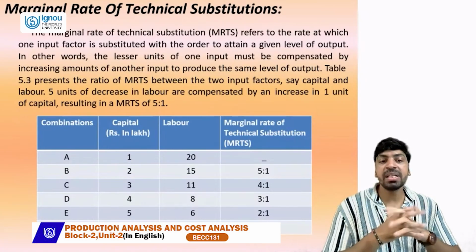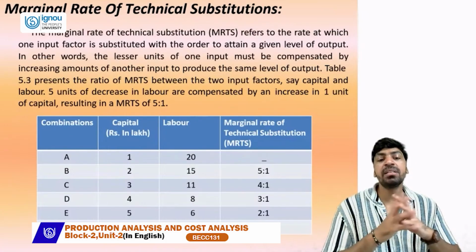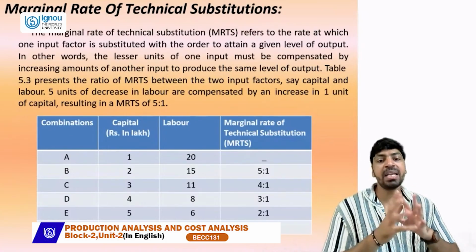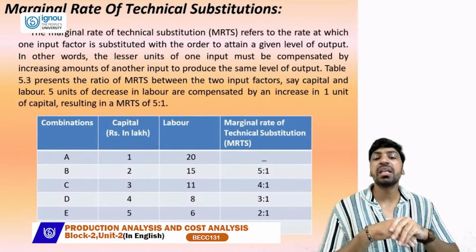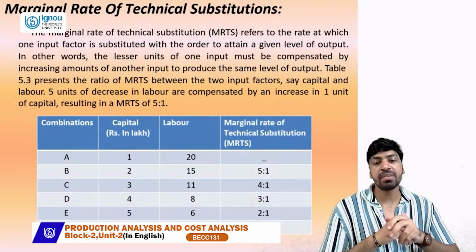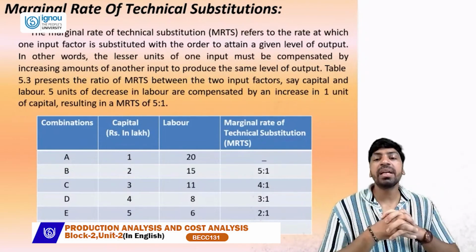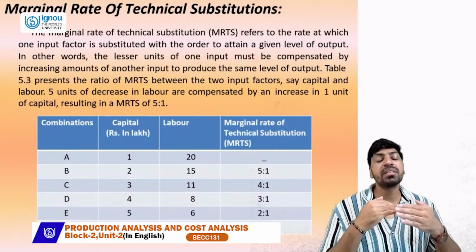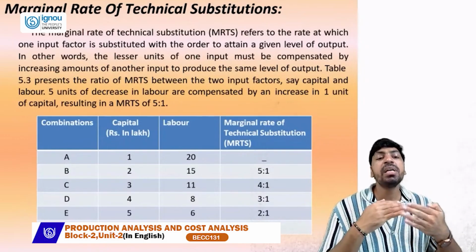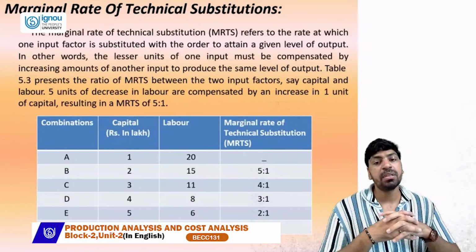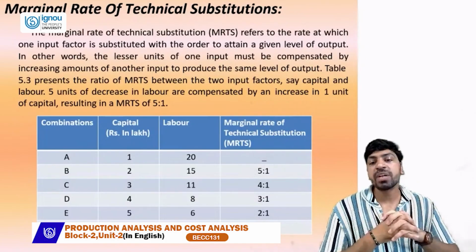So capital has been given as 1 lakh, 2 lakh, and so on till 6 lakhs, and labor is 20, 15, 11, 8, 6, 5, and so on. So how do we calculate the marginal? It's the difference of capital and labor. That's called the marginal rate of technical substitution.